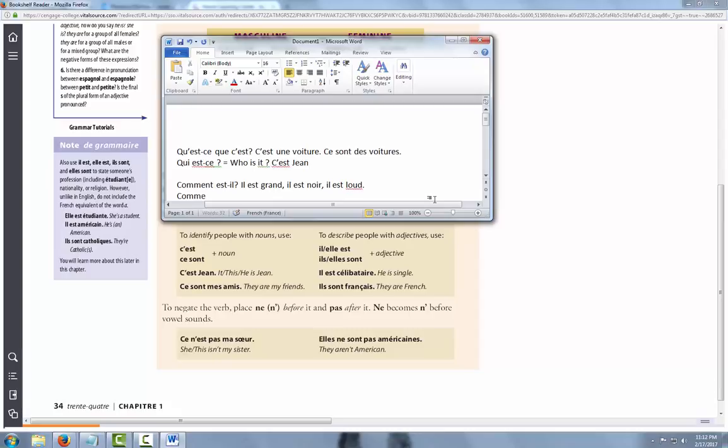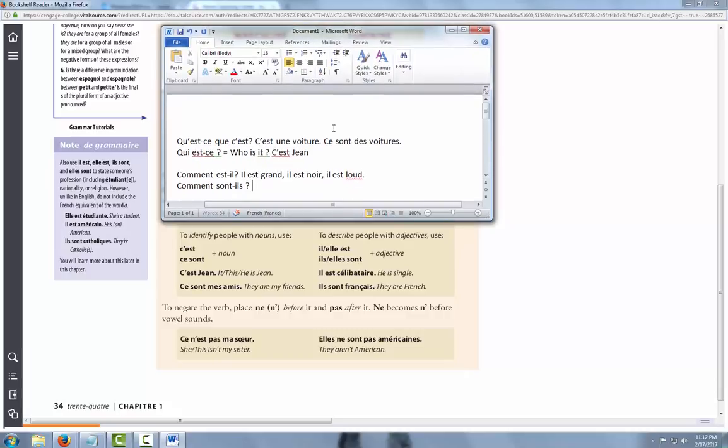If you want to say comment sont-ils, meaning how are they, you can answer with ils sont grands, ils sont noirs. If you're getting two pianos delivered, they're both big, they're both black, they're both heavy. Ils sont lourds. Okay? So you're making all your adjectives plural and you use ils sont, the plural form, instead of il est. Okay? I hope that makes sense.